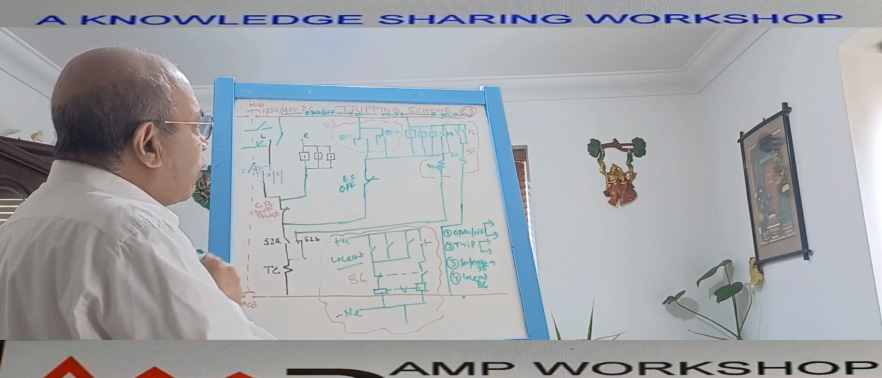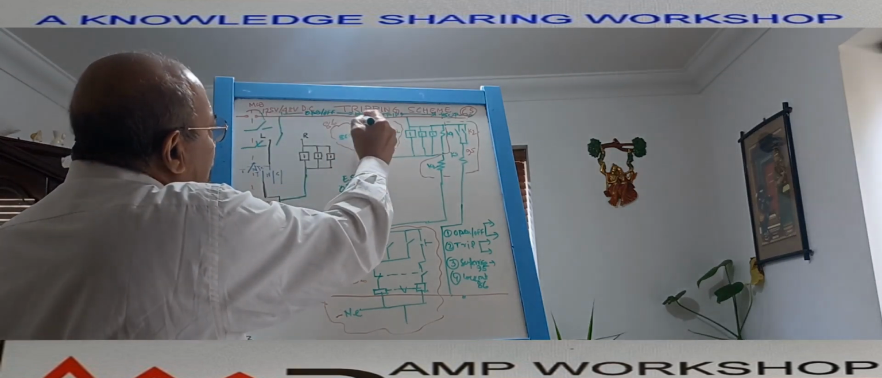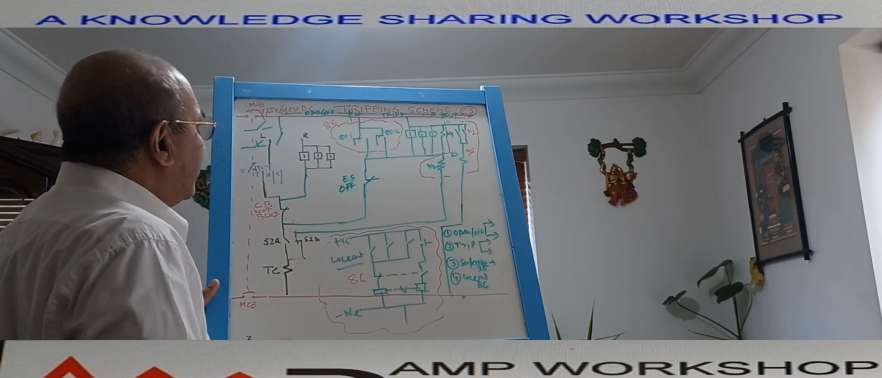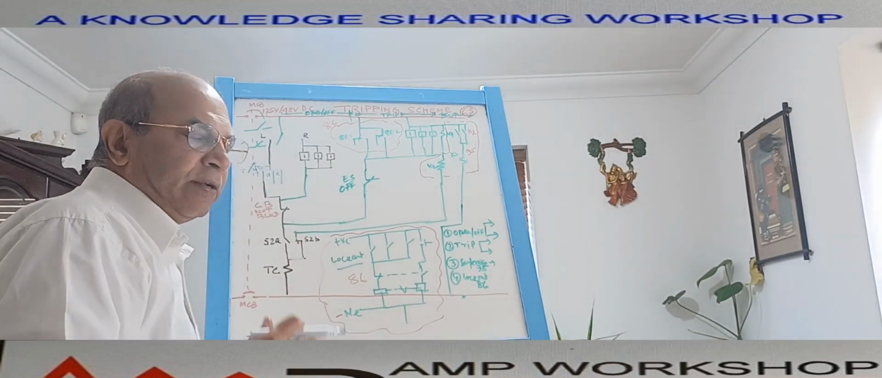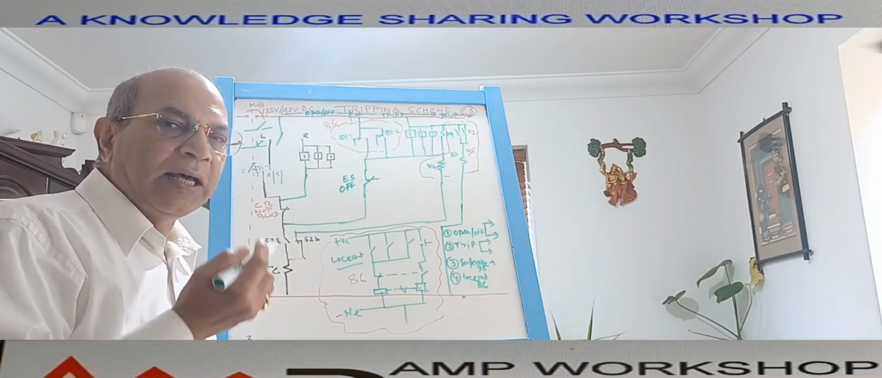Now first is breaker opening or off operation. This part is the breaker opening or off position, off operation. That is what I have shown over here. As we have said, the breaker opening operation can be executed either locally.